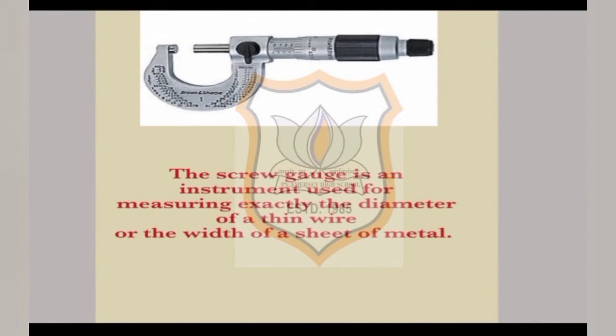If you have a very small object like a wire, the diameter of the wire can be measured with the help of an instrument called micrometer screw gauge. Now this micrometer screw gauge measures the diameter of a thin wire or the width of a sheet of metal accurately, and it measures up to 3 places of decimals. So this micrometer screw gauge can measure distances which are very small.